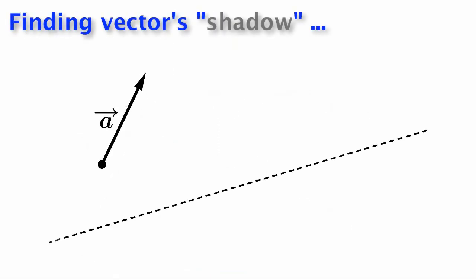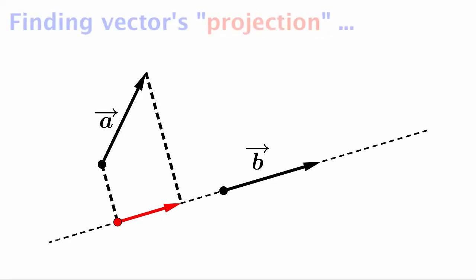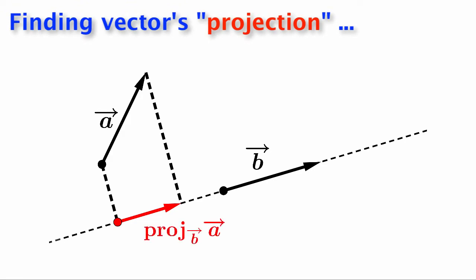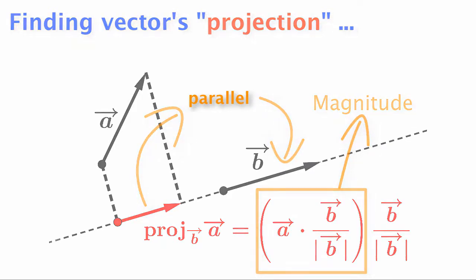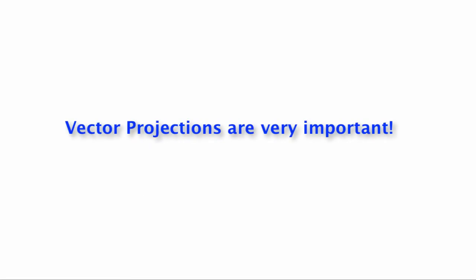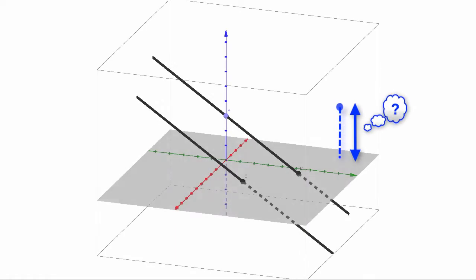In some situations, the dot product can be used to find the shadow of vector A onto a direction represented by another vector B. This is called the projection of vector A along the direction of vector B, with notation as shown. It is a vector parallel to B, having the magnitude of the dot product of A and the unit vector of B. As you will see, this projection concept will be useful in many applications, including finding the distance between a point and a plane in a subsequent lesson.